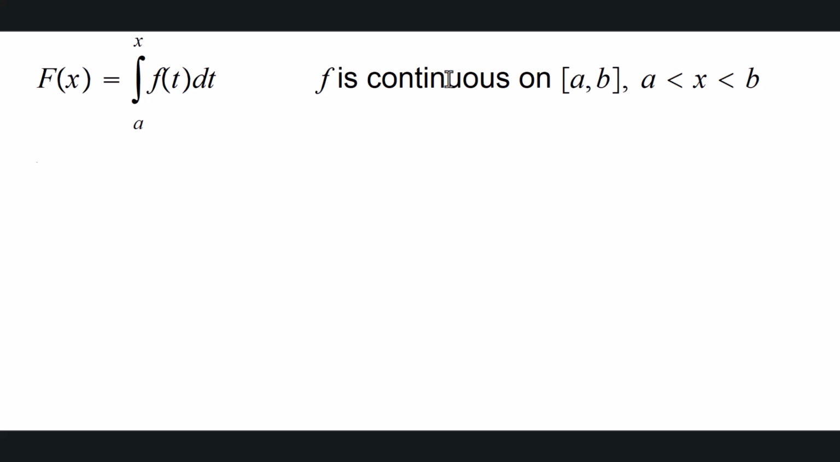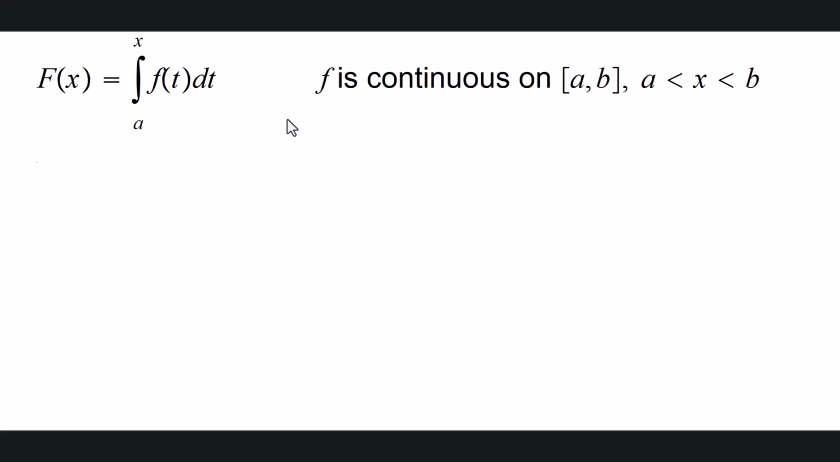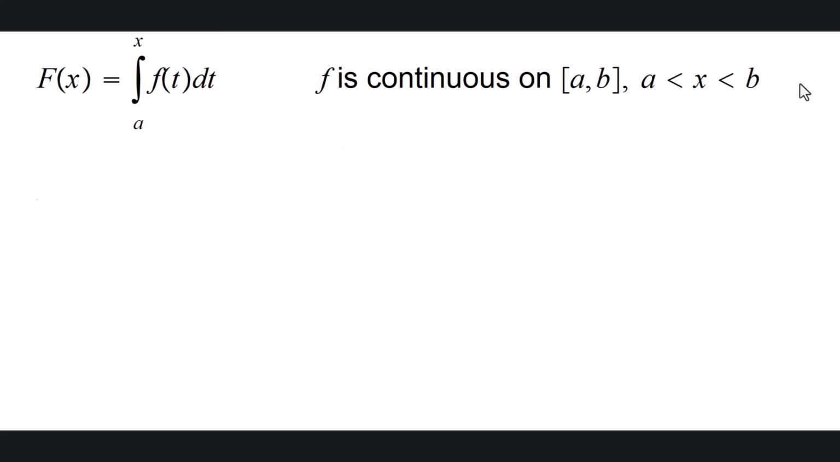Just recall that if f is a continuous function on this interval [a, b], and I take a number x between a and b, and by that area I define this function capital F of x, then capital F is a differentiable function and its derivative at x is simply obtained by substituting x in place of t.